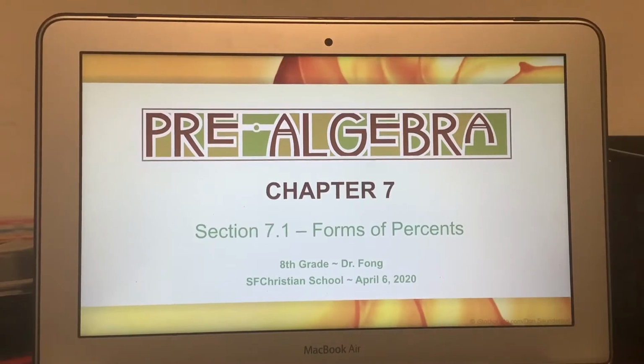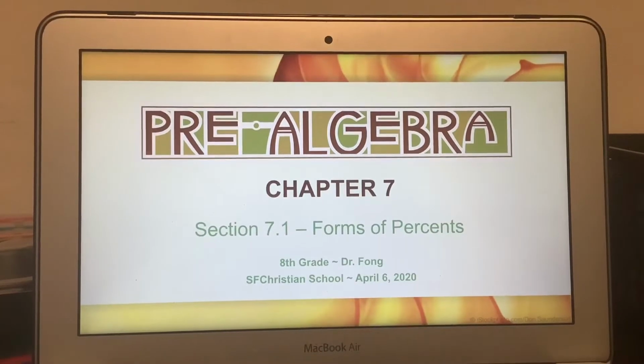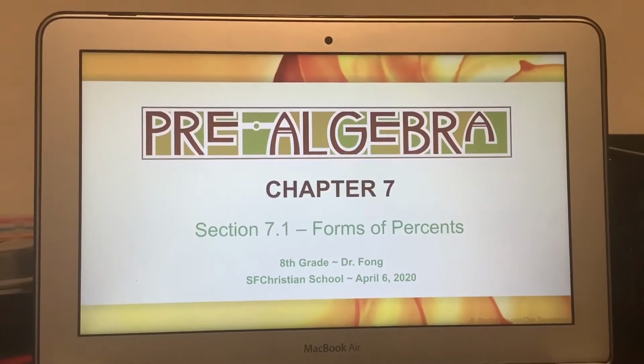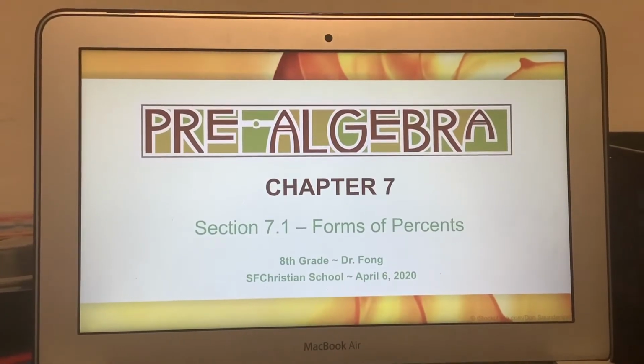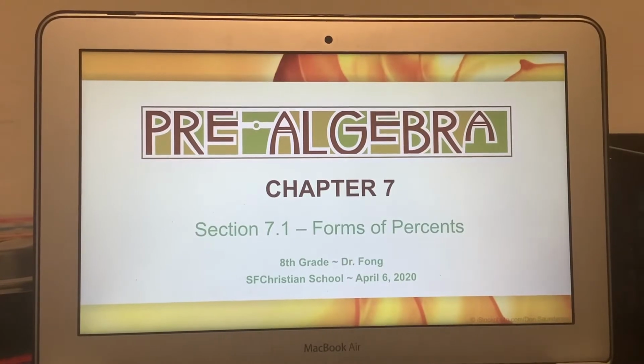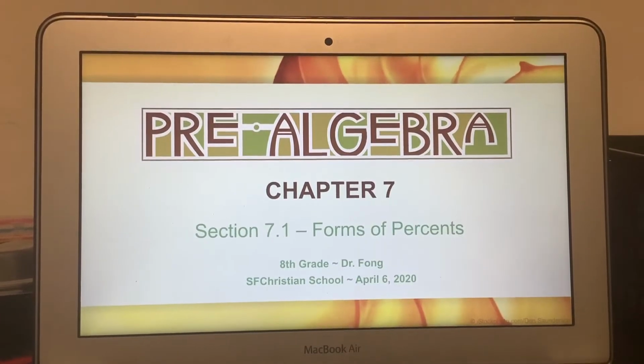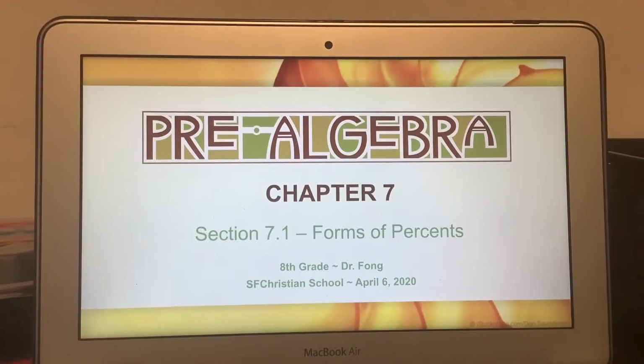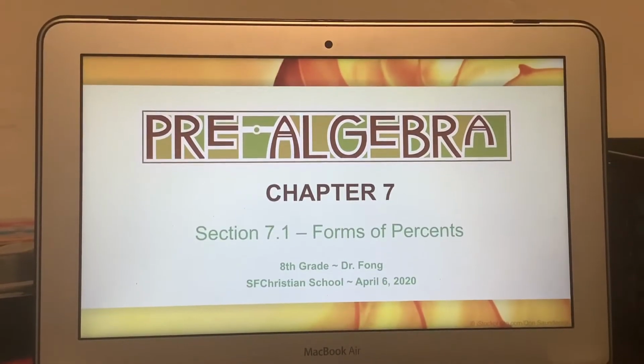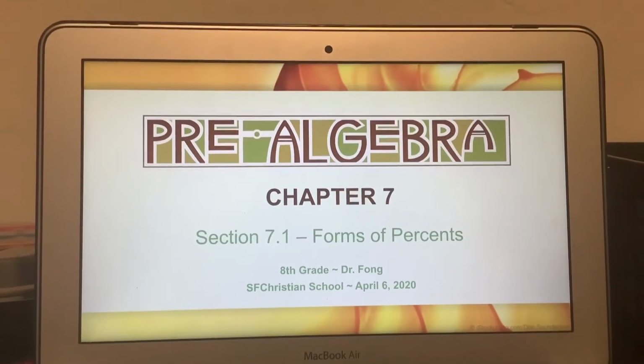Welcome to PreAlgebra, and we're going to jump into chapter 7. We're going to talk about different forms of percents here, and we're going to do this in a little bit of a different format. I'm sorry you can't see me and I can't see you, but this is the easiest way I could do this for now. So here is section 7.1 on percents.